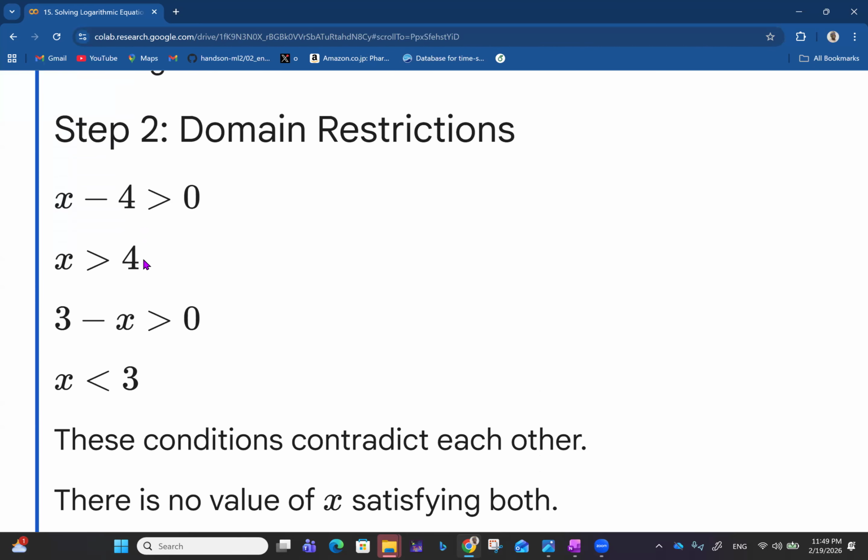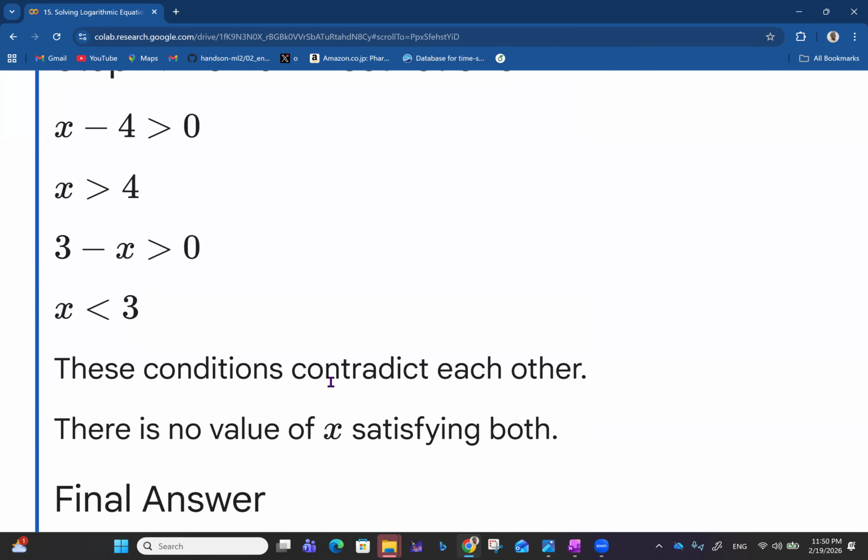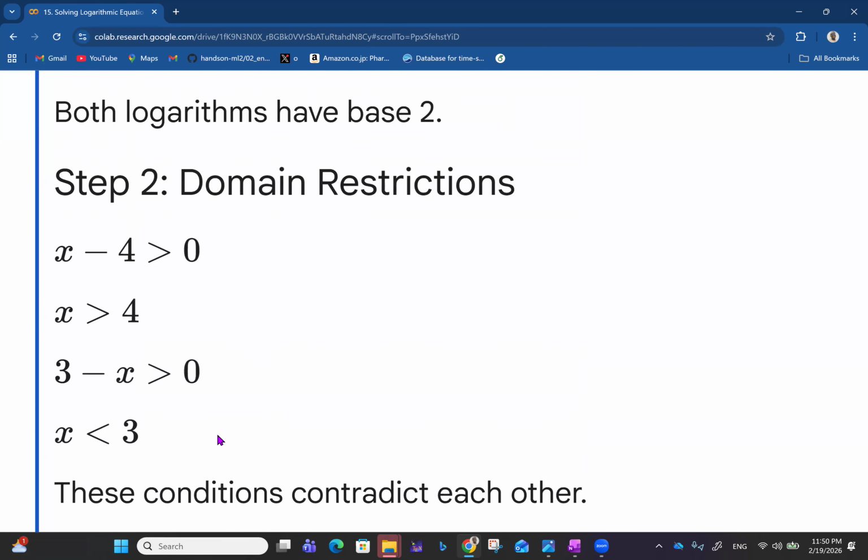This one is saying x should be greater than 4, and this one is saying x should be less than 3. Both cannot happen at the same time, right? So it means that these conditions contradict themselves. Once they are in opposite directions, there's no value of x that will satisfy both. So the final answer in this case is no solution.